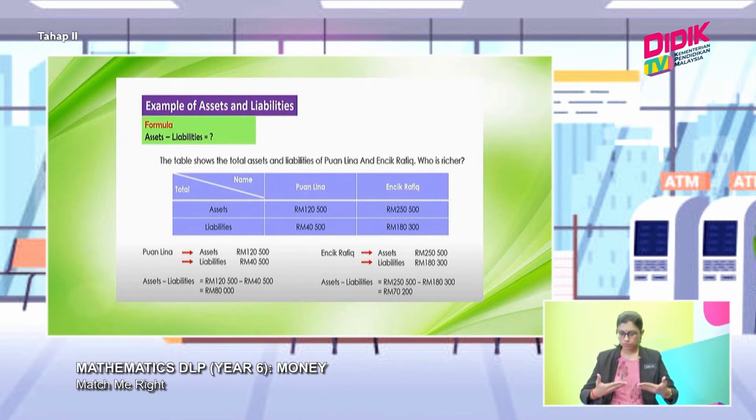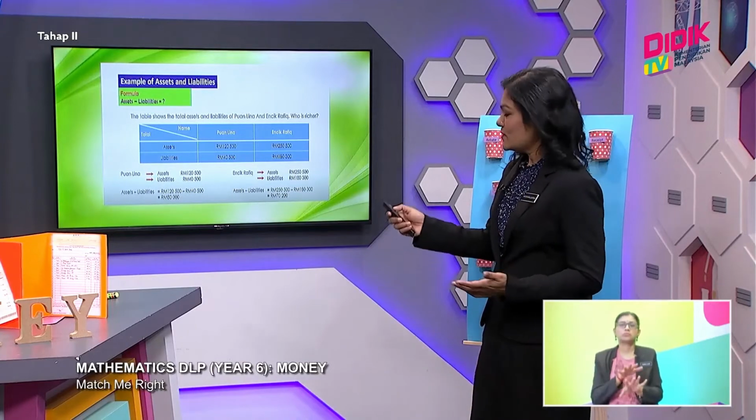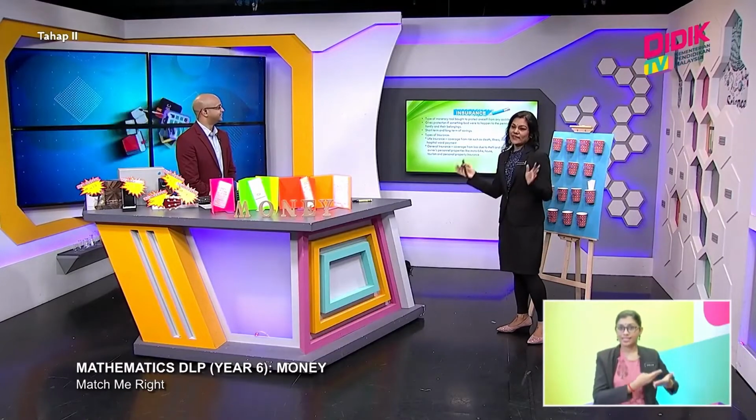I think it's Puan Lina because her assets are higher than her liabilities. Yes, you are right. Even though Mr. Rafiq got 250,000, his liabilities are higher than Puan Lina's. So in this case, we can tell that Puan Lina is the richer person, because once your liabilities are lesser and lesser, you become rich. So kids, you must know. What do you prefer now? Do you want to own more assets or more liabilities? I want more assets. That's a good character of an entrepreneur.